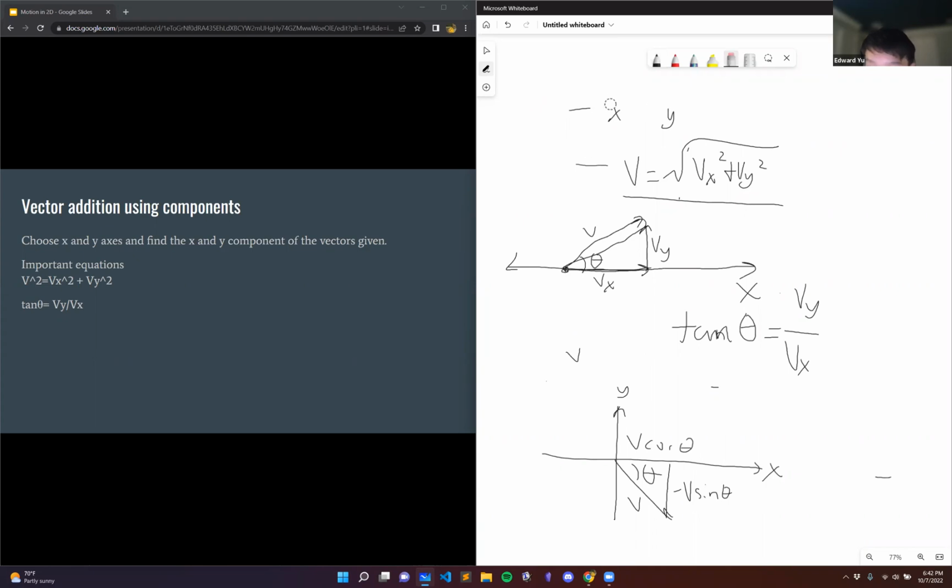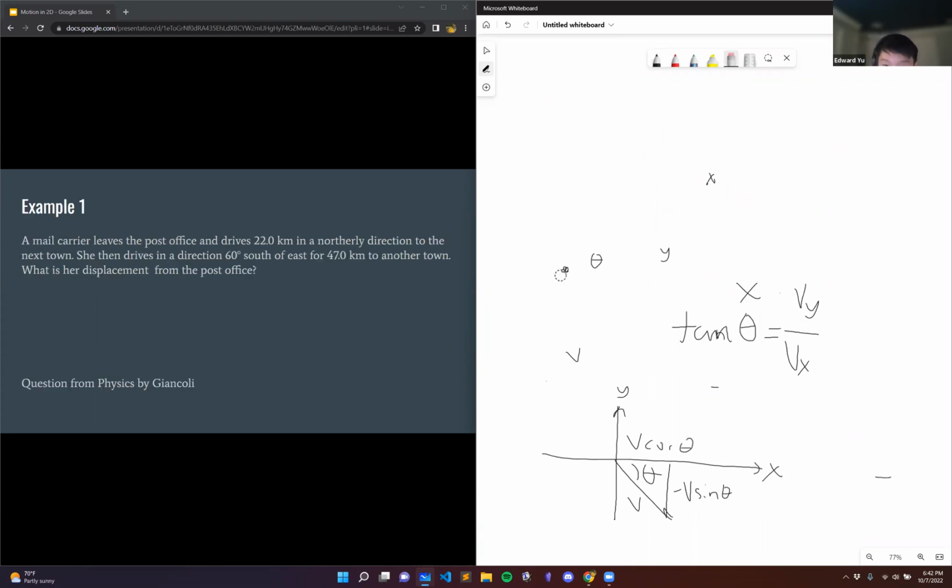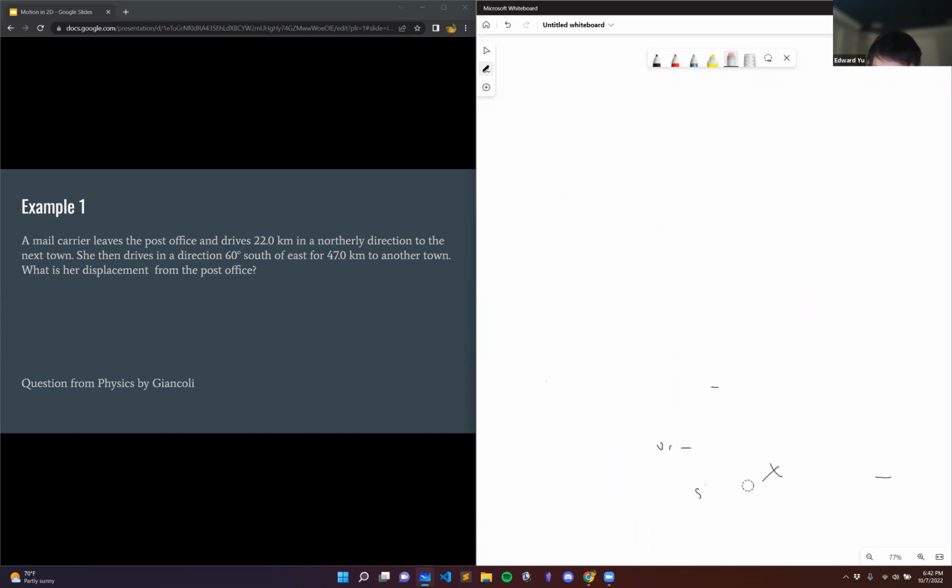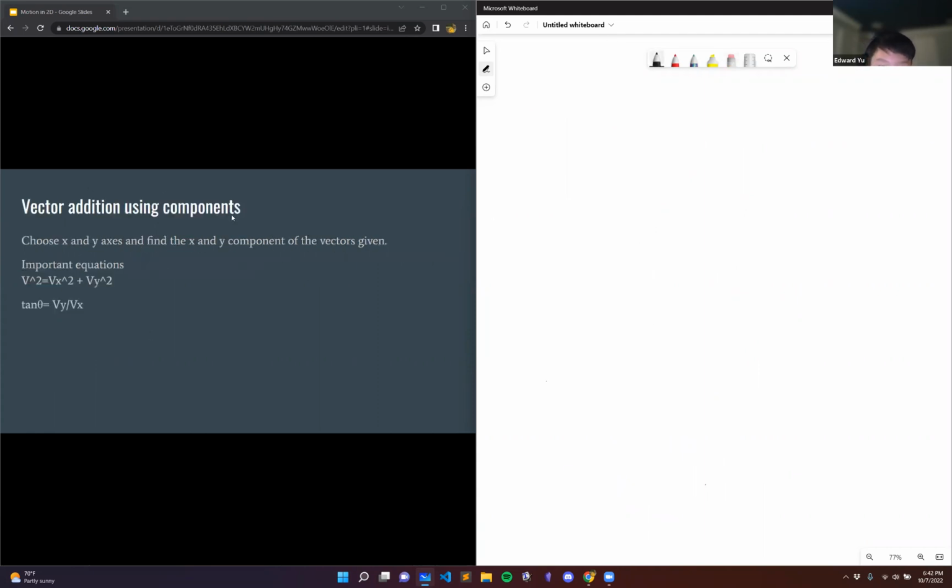Okay, so now that we know that, I'll give you the first example question about vector components. By the way, do you guys understand the vector components? You can just write in chat if you do.